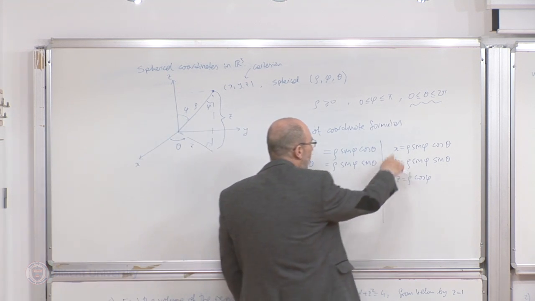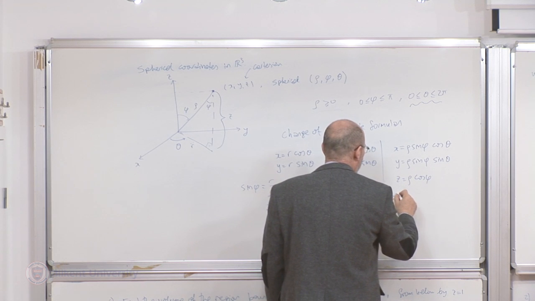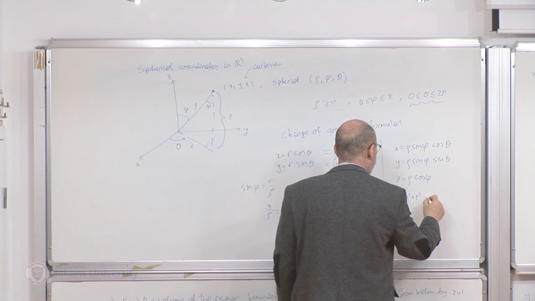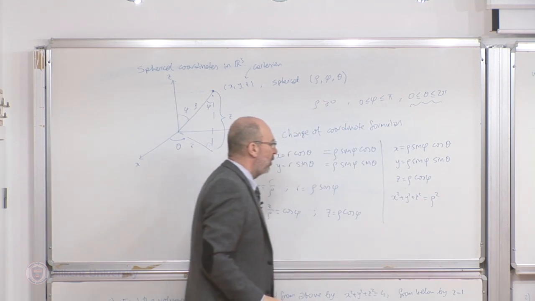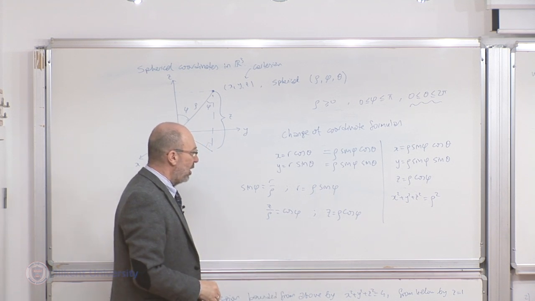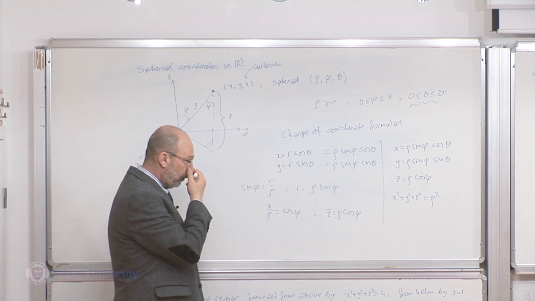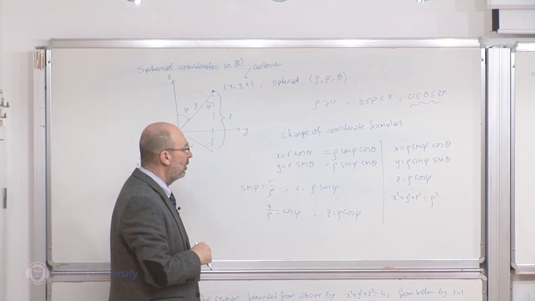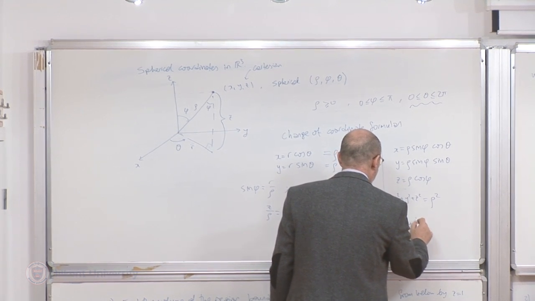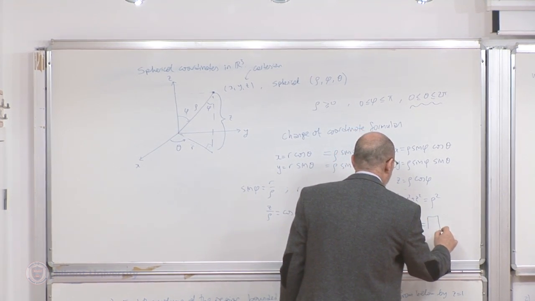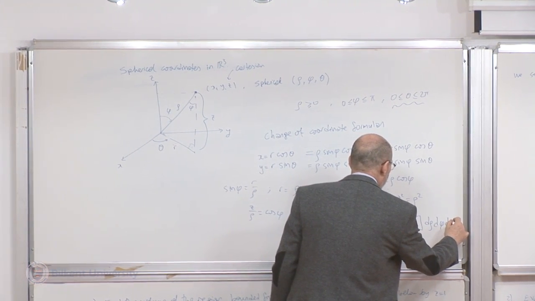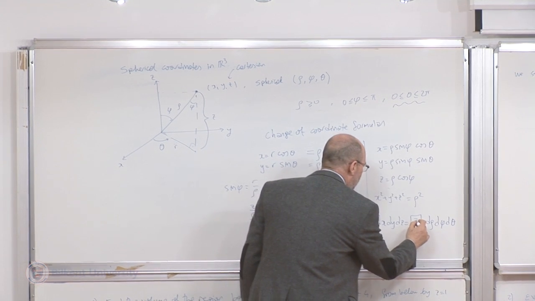And of course, if you take squares of these things, x squared plus y squared plus z squared, you have lots of sines and cosines. As you expect, this becomes rho squared. Of course, the crucial thing is that dx dy dz must be a correction factor times d rho d phi d theta. So what is this correction factor?